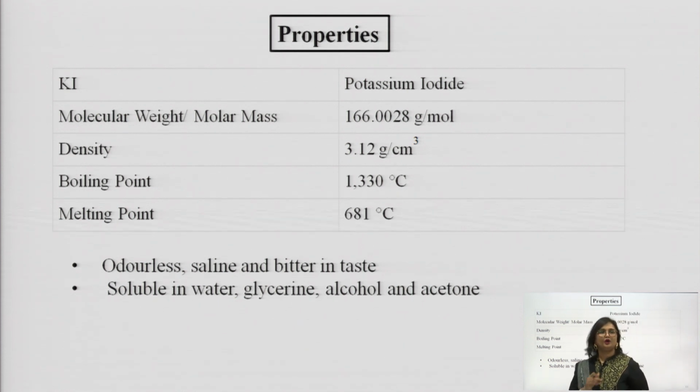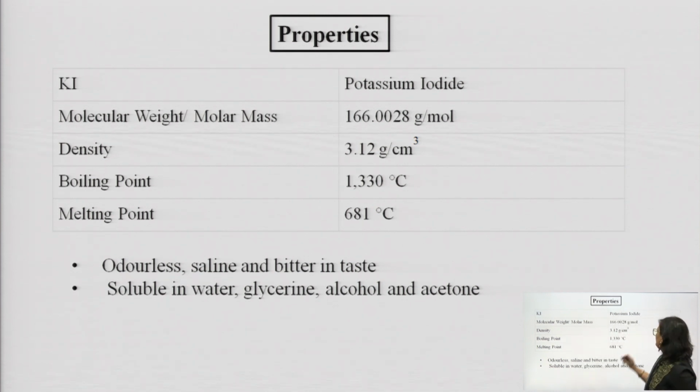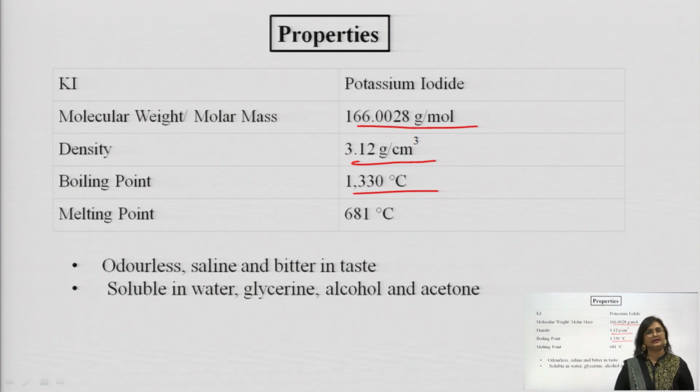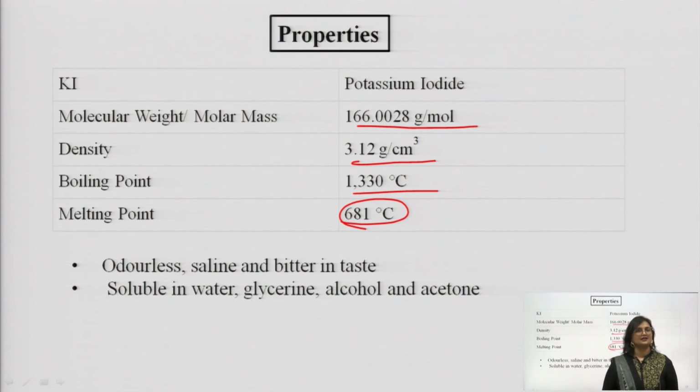Now, properties. Potassium iodide, as we have already discussed, has a molecular weight of 166 grams per mole. It has a density of 3.12 grams per centimeter cube. It has a boiling point of 1330 degrees Celsius. It has a melting point of 681 degrees Celsius. It is odorless, saline, bitter in taste.